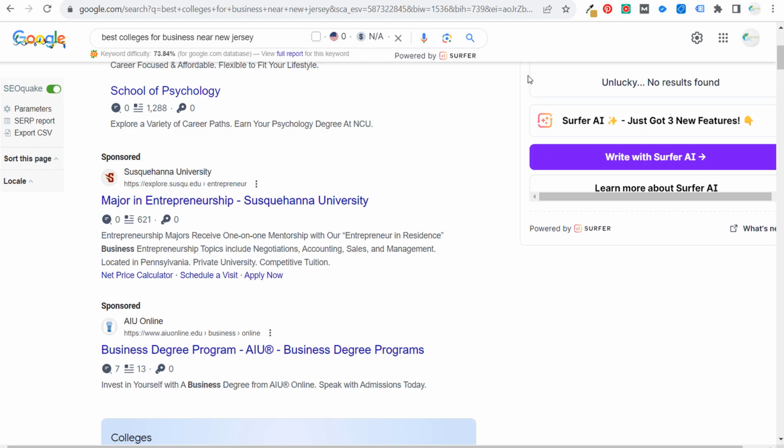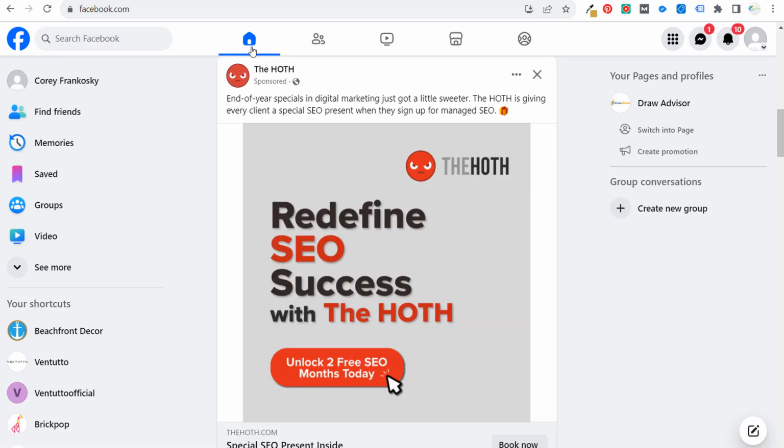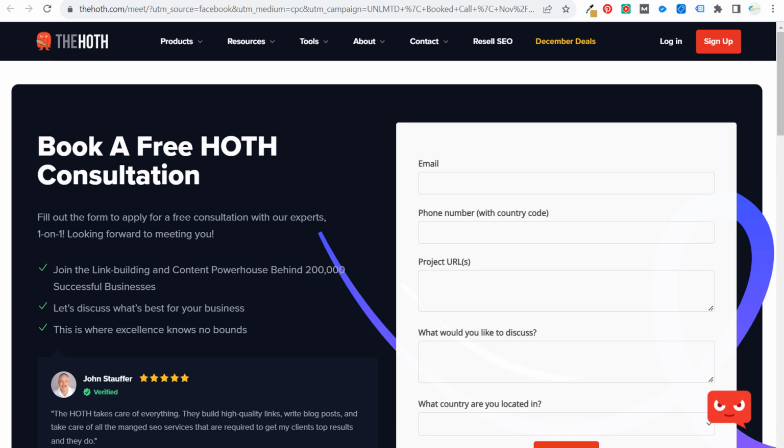So I found a quick example here, pretty much one of the first examples as I'm scrolling through. So the Hoth. So end of year specials in digital marketing got a little sweeter, giving every client a special SEO present when they sign up for Manage SEO. And then we have an ad right here, unlock 2 free SEO months. So I click on it, go to their website.